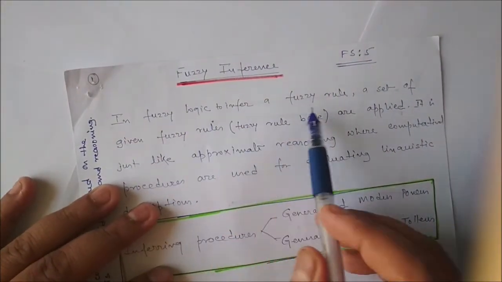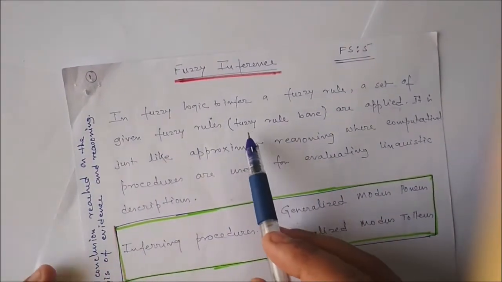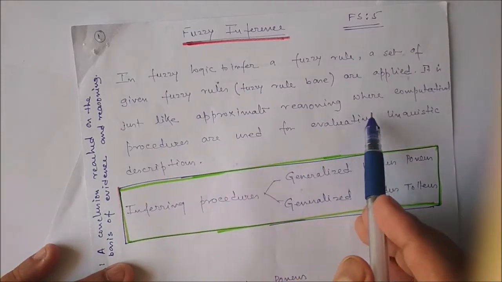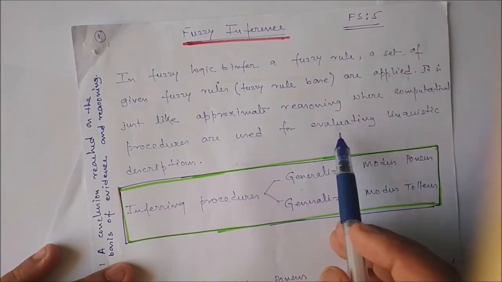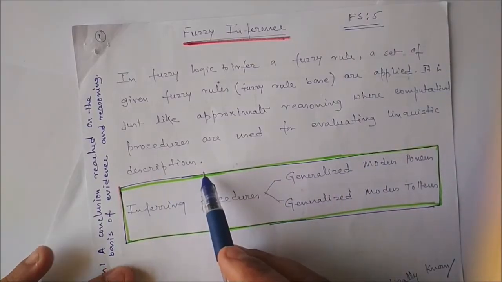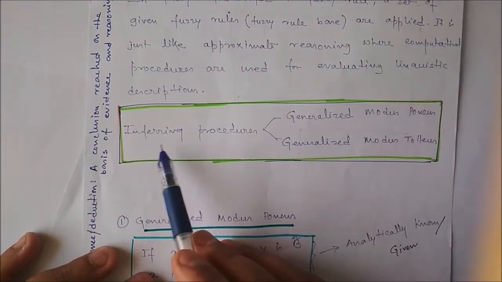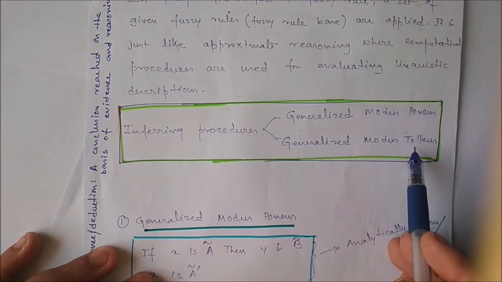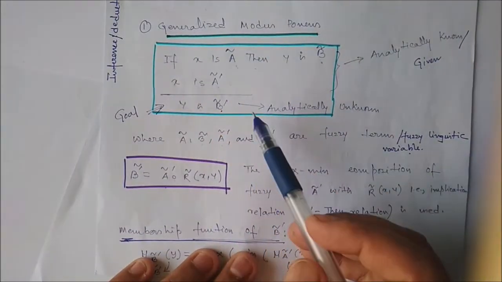In fuzzy logic, to infer a fuzzy rule, a set of given fuzzy rules, also called a fuzzy rule base, is applied. It is just like approximate reasoning, where computational procedures are used for evaluating linguistic descriptions. There are two main inferencing procedures: generalized modus ponens and generalized modus tollens. First of all, we'll discuss generalized modus ponens.